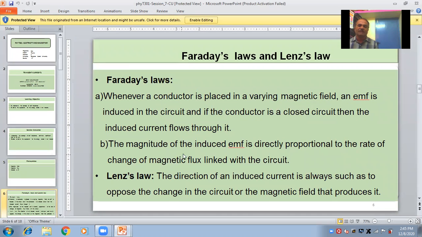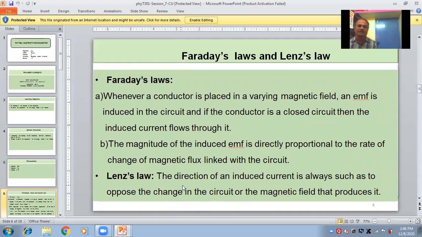Next, as I told, the magnitude of the induced EMF is directly proportional to the rate of change of flux linked with the circuit. This rate of change of flux depends upon how fast you are moving the bar magnet either towards the coil or away from the coil.